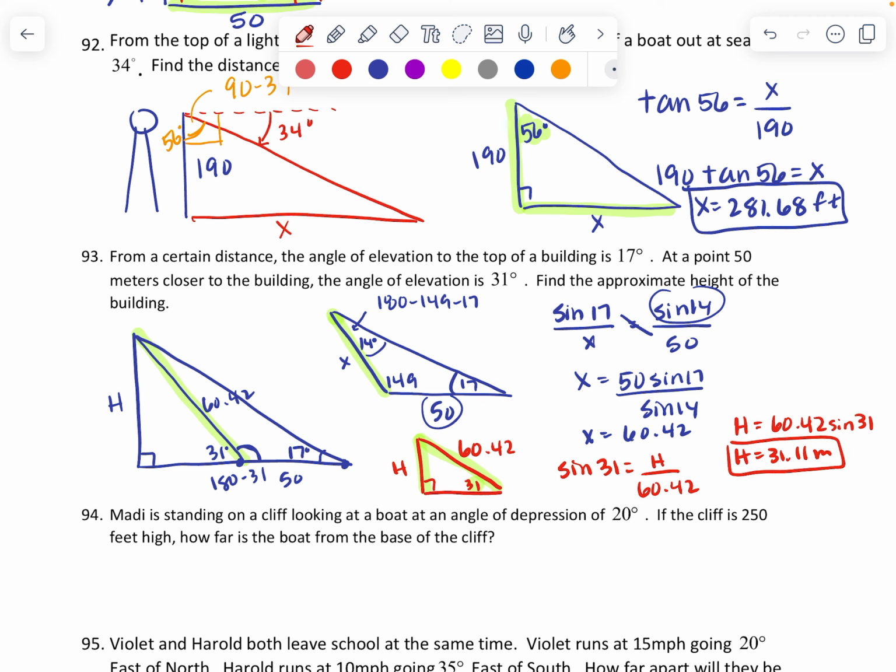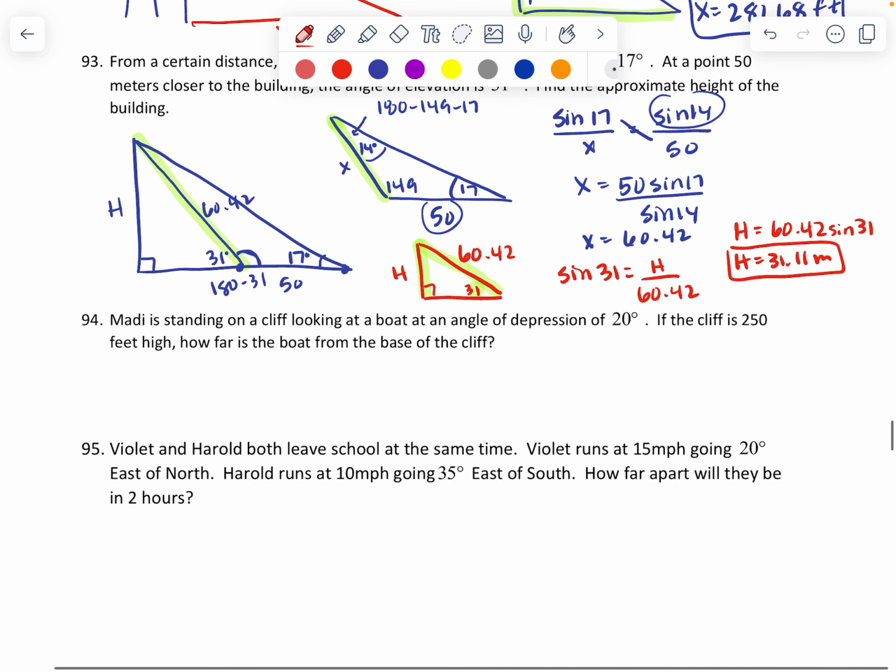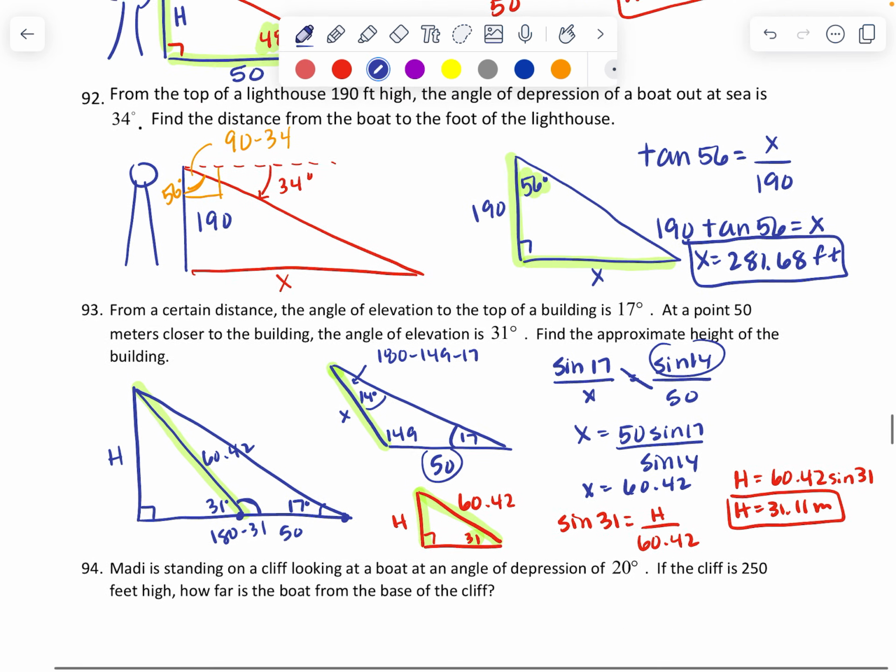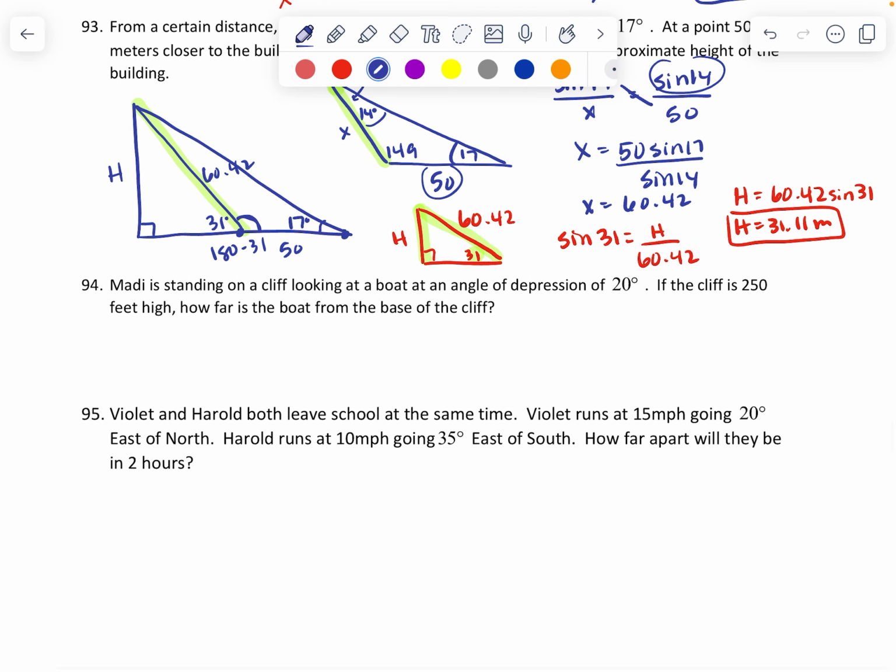All right, Maddie's standing on a cliff looking at a boat, angle of depression of 20. If the cliff is 250 feet, how far is the boat from the base of the cliff? You guys, exactly the same question that we just did on number, I think it was 92. Okay, so you have a cliff, okay? The cliff is 250 feet tall. How far is the boat from the cliff? So I'm looking for this. This is x.